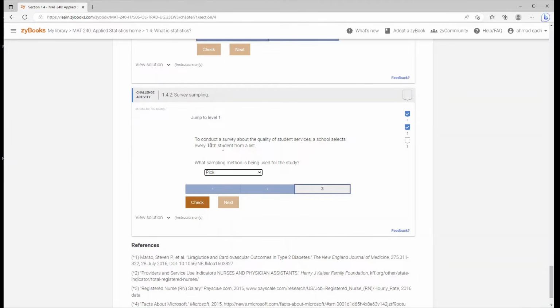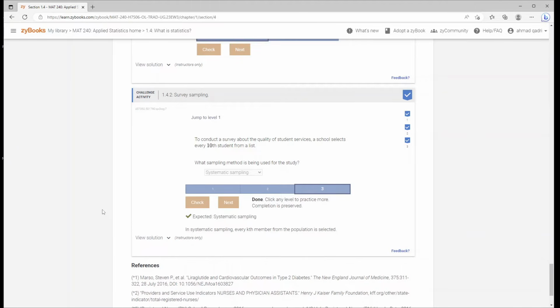And so now here, last question is, to conduct a survey about the quality of student services, a school selects every 10th student from a list. So this list is an organized list of students in the school, and the school is selecting every 10th student in that organized list. So what is the sampling method? And here are the options. So this is an example of systematic sampling, because in systematic sampling, you pick every nth student. So it could be every second, it could be every fifth or every 10th. It's an organized list where you pick every nth item in the sample. So this is the correct response.